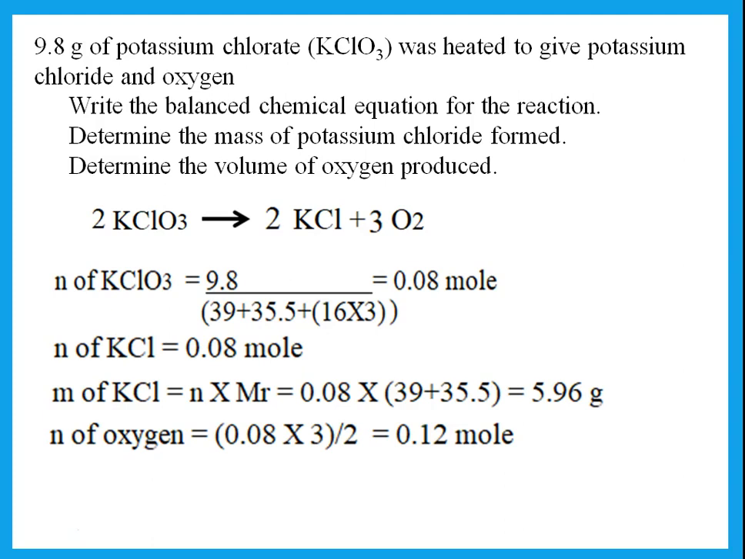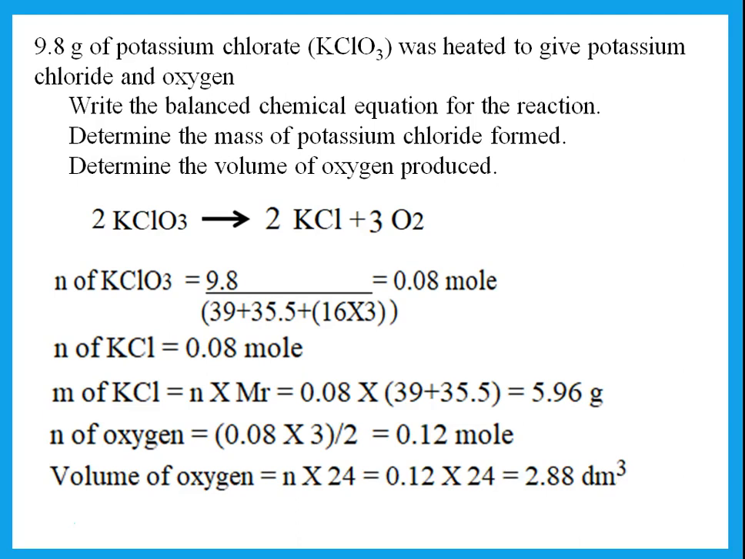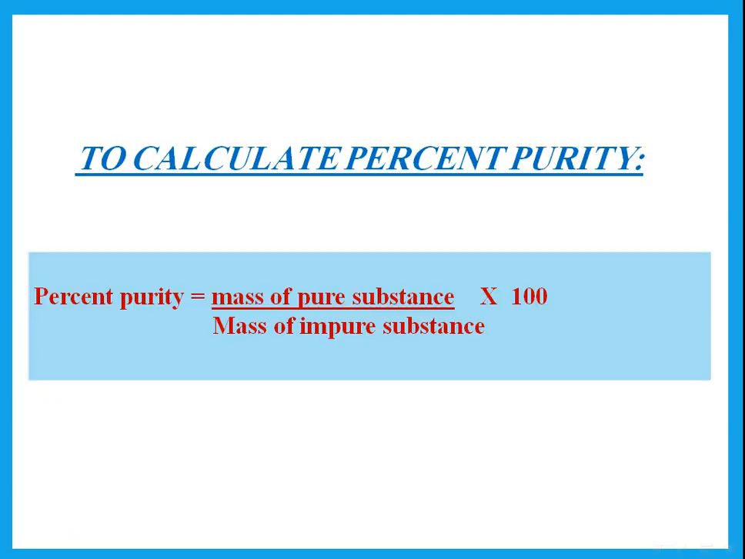Okay? Then I use this number of moles to get the volume. He wants the volume of a gas. Volume of a gas is number of moles times 24. So it is 0.12 times 24. And I get that to be 2.88 decimeter cubed. What comes out from the equation is in decimeter cubed. If you want to change it to centimeter cubed, you multiply by 1,000.